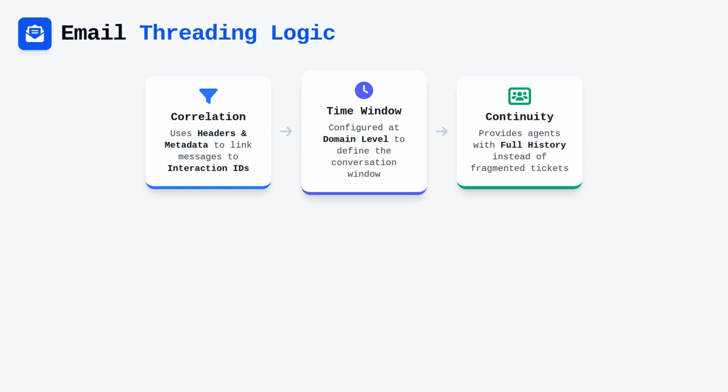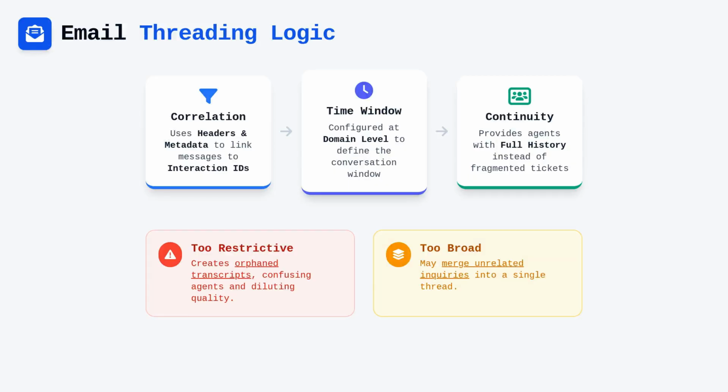You configure these settings at the domain level, defining the window of time during which new messages are considered part of an ongoing conversation. Proper configuration prevents fragmentation of customer interactions, which is often a source of frustration. If your threading settings are too restrictive, you end up with orphan transcripts that confuse agents and dilute the quality of the interaction. Conversely, overly broad settings might merge unrelated inquiries.